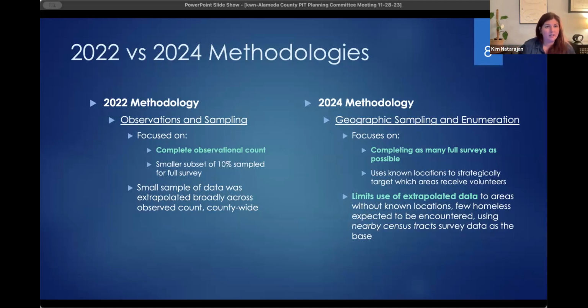And when they do apply the estimates, it's using nearby census tracts, so that the estimates are a little bit more accurate than perhaps a general application across all observations based on a smaller sample.